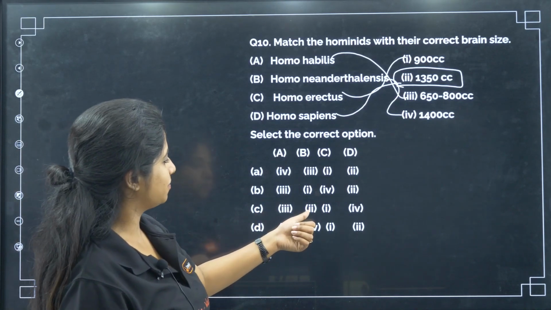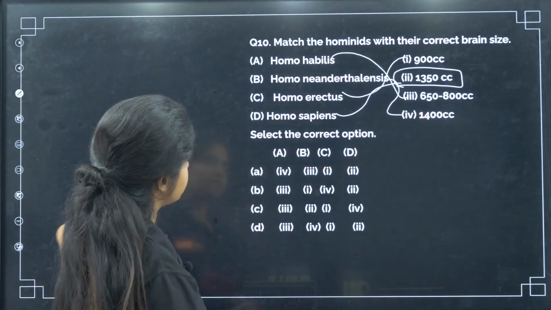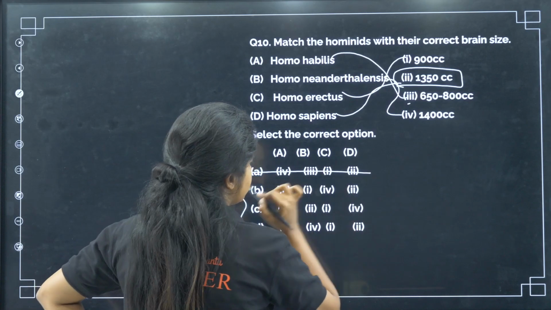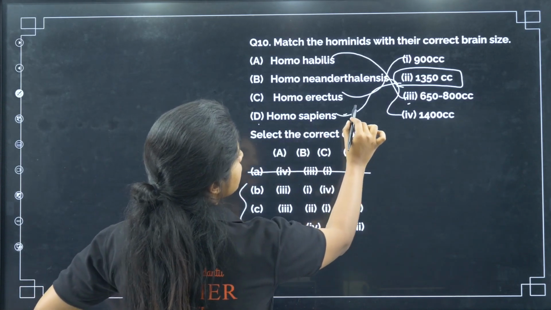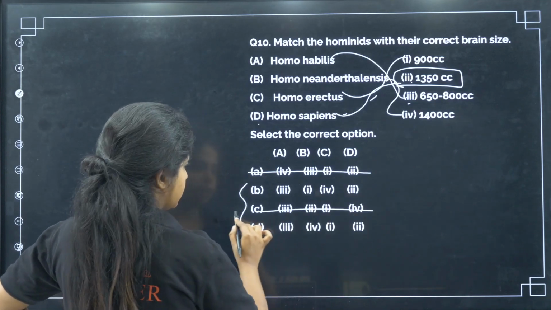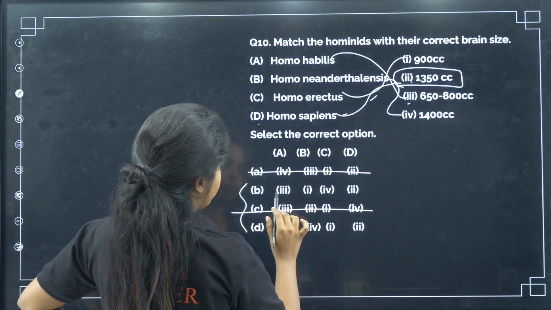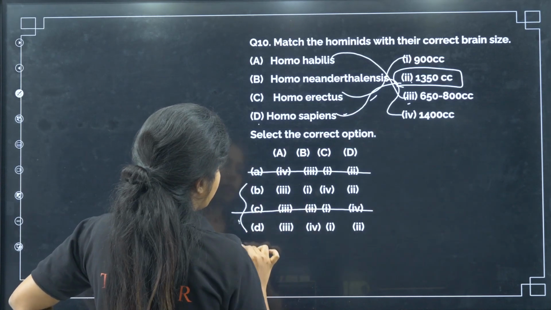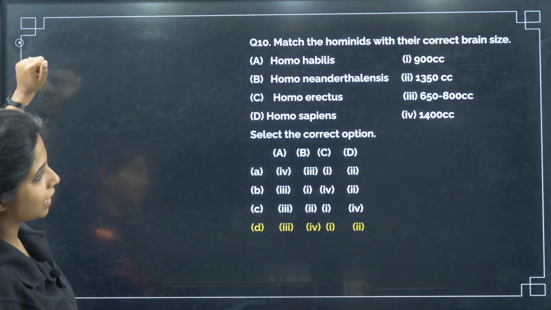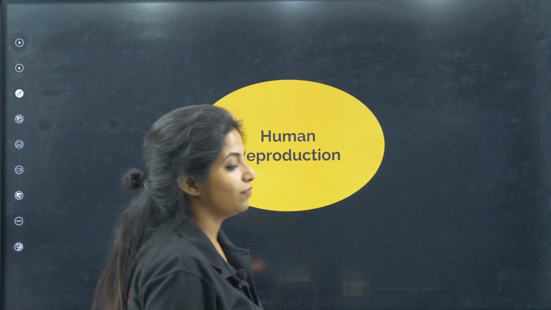Okay, and then in that case probably, chalo. Homo habilis, let's start from the beginning. So A goes with 3, agreed? A goes with 3, I have 3 options. Let's cut this option. Now D goes with 2, I have 2 options. Let's cut this. Now Homo neanderthalensis goes with 4. That is B goes with 4. I just have 1 option and this becomes my answer. Yes. Okay. And with that, we complete evolution as well.